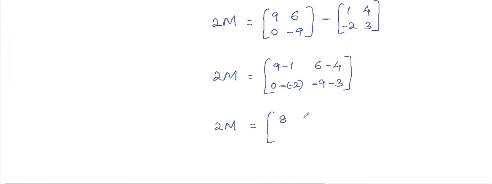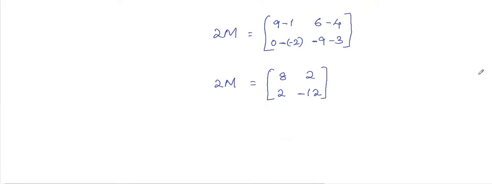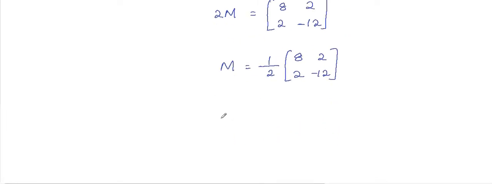So to find the matrix M, we just need to divide by 2. So M equals 1 by 2 into [8, 2; 2, -12]. So if we divide the whole matrix by 2, we'll get [4, 1; 1, -6].